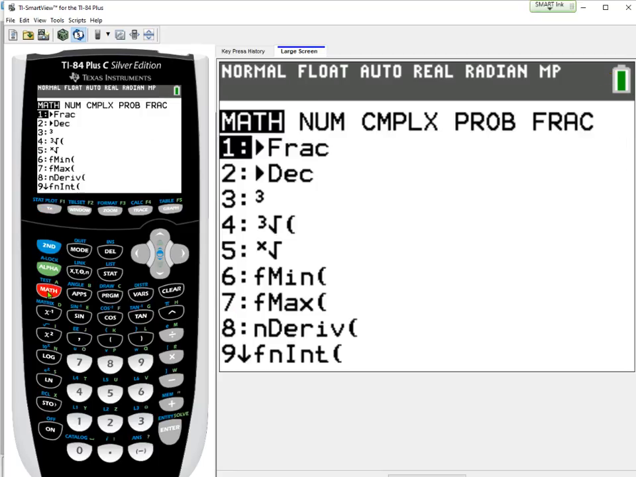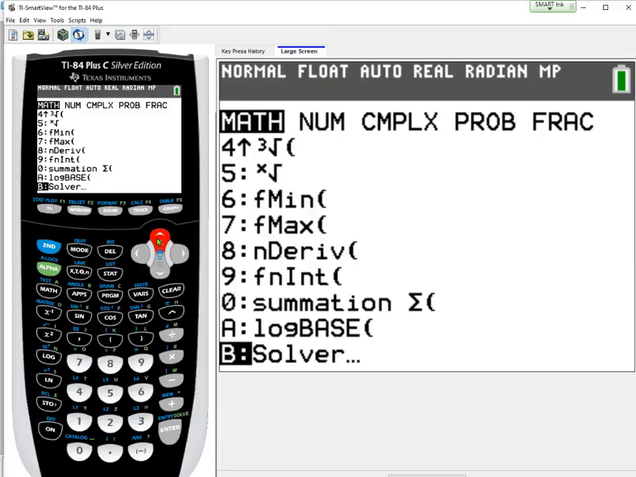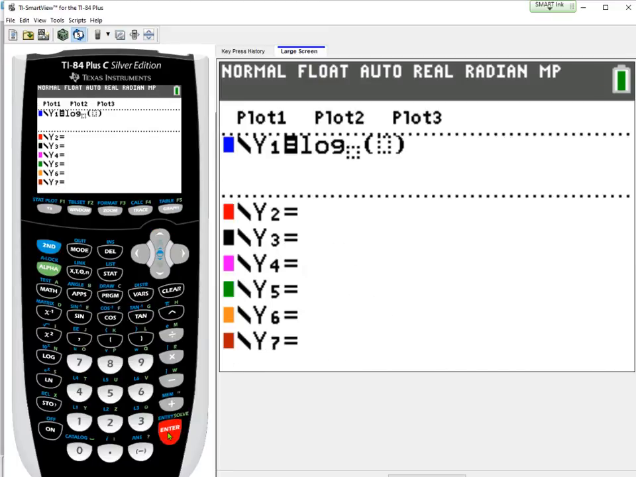So where are we going, math? Log base 3x. Okay? And then once you have that, you're going to push graph.